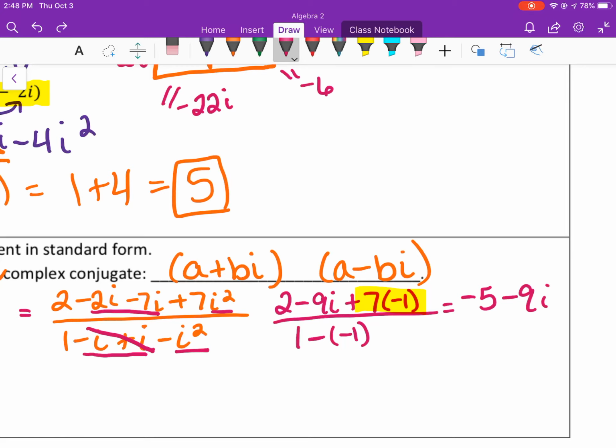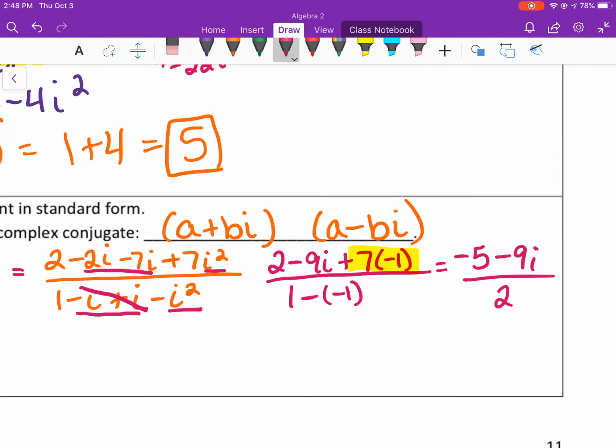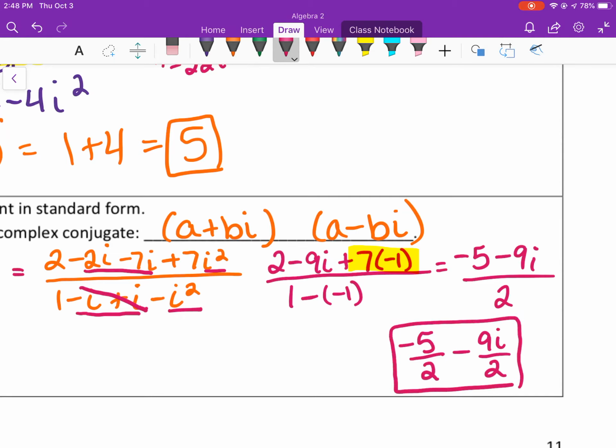Oops, maybe I shouldn't make that 9 look like a Q. Minus 9i over, then 1 minus negative 1 is the same thing as 1 plus 1, so that'll be over 2. And so this is my answer. If I want it in standard form, you're going to write the real part first. So really it's negative 5 halves minus 9 halves i. So it looks like that. So then you really have your a plus bi piece. So dividing that into 2 pieces, just like you divide a regular fraction, you need to divide everything by 2.